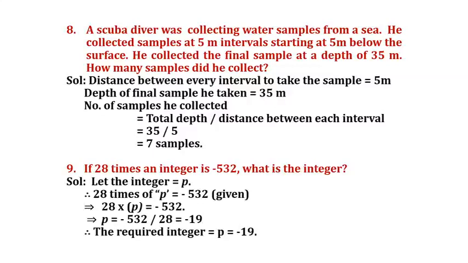So the unknown value, the integer, I am taking it as p. Let the integer be p. So 28 times p is equal to minus 532, as given. I can write it as 28 into p, which is equal to minus 532. To find the p value, by transposing 28 to the right side, you will get divided by 28. So minus 532 by 28, which is minus 19. So the required integer is p is equal to minus 19.